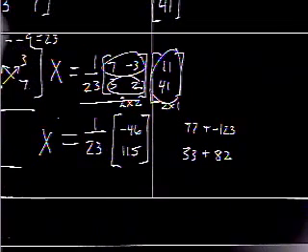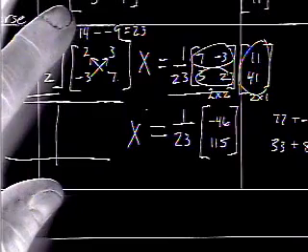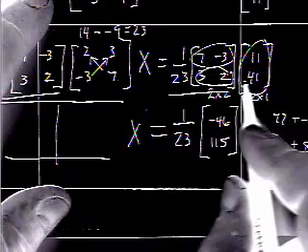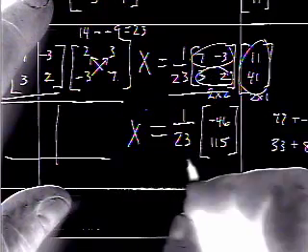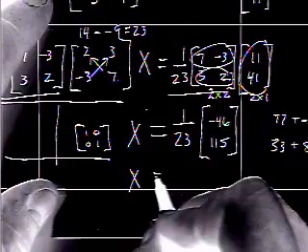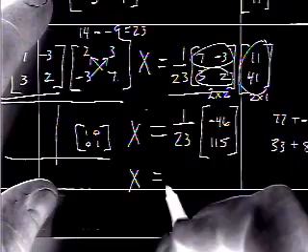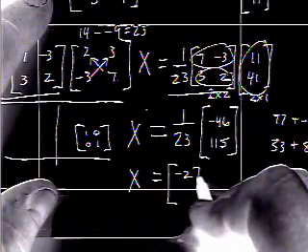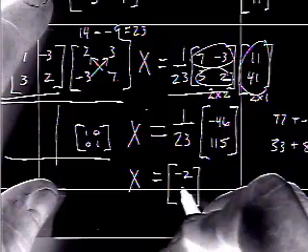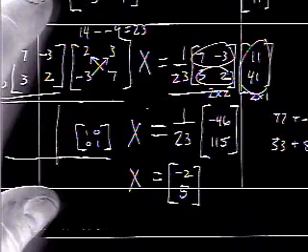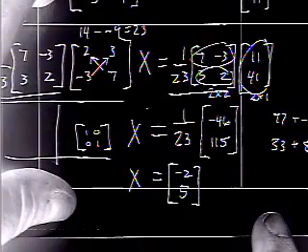Now, I ignored that fraction out in front until now. So I dealt with only integers when I did my matrix multiplication. But now, the identity matrix, right, the 1, 0, 0, 1, times matrix X just gives me X. And now I can take negative 46 and divide by 23. And 115 divided by 23. So I can find out that my answer matrix for X is negative 2, 5.